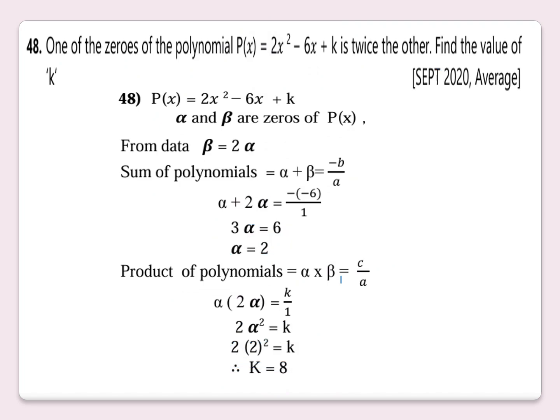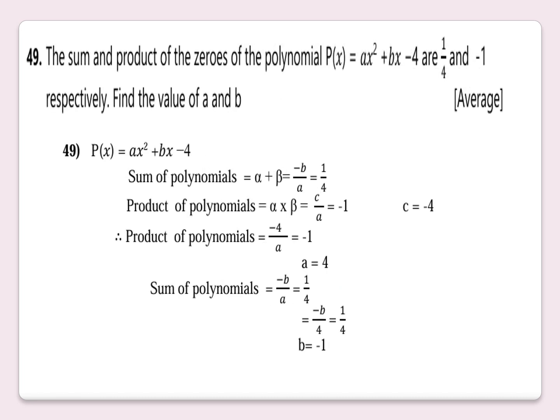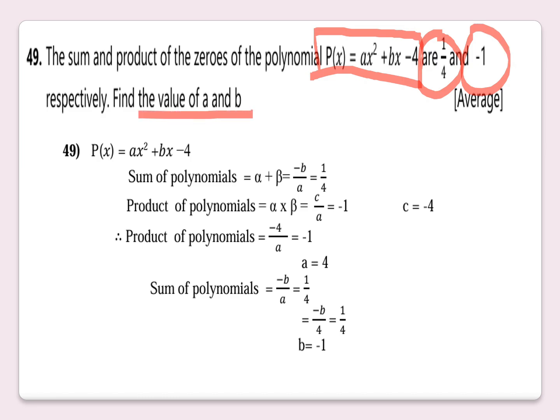Next question. Question number 49. The sum and the product of the zeros of the polynomial p of x is equal to ax square plus bx minus 4 are plus 1 by 4 and minus 1. Here the product is also given. We have to find the value of a and b. So by using sum and product of the zeros, we can solve this problem. So take this question as homework and comment the answer below. Question number 49.